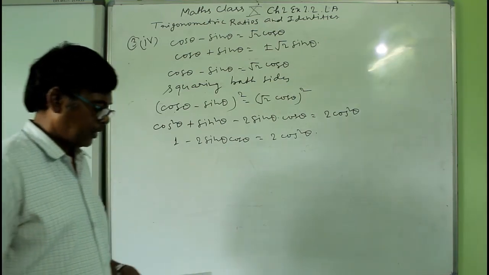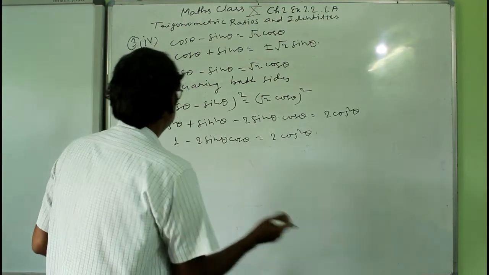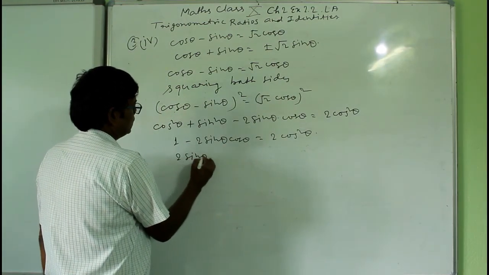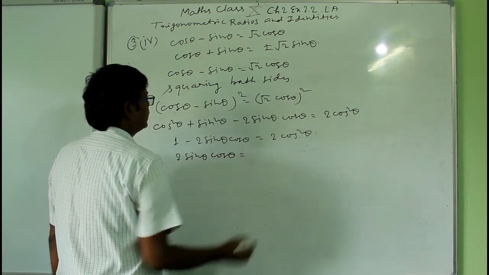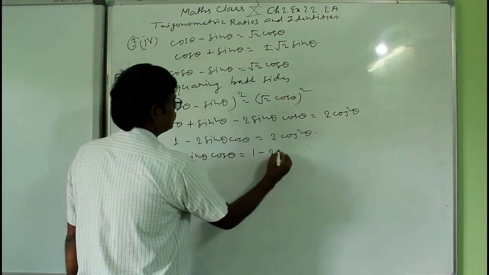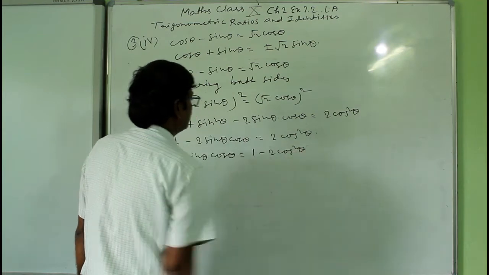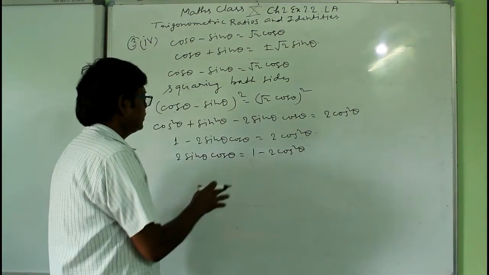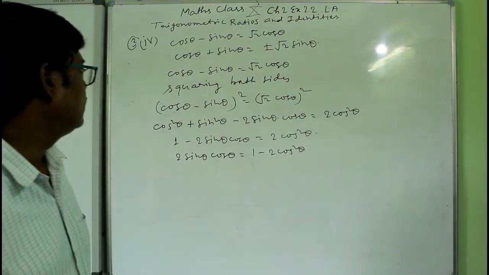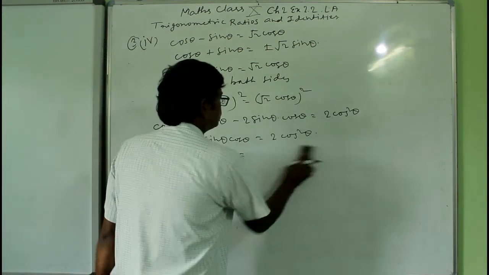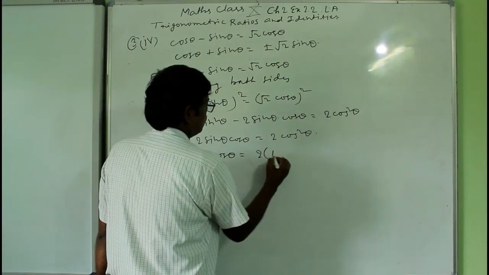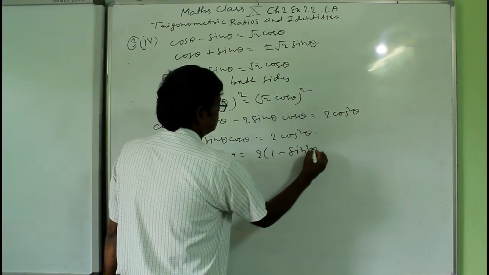Then bring this to that side, or you will write here that 2 sin theta cos theta equal to 1 minus 2 cos square theta. Okay, so here it is this, and here we can write this 2 cos square theta as 1 minus sin square theta.